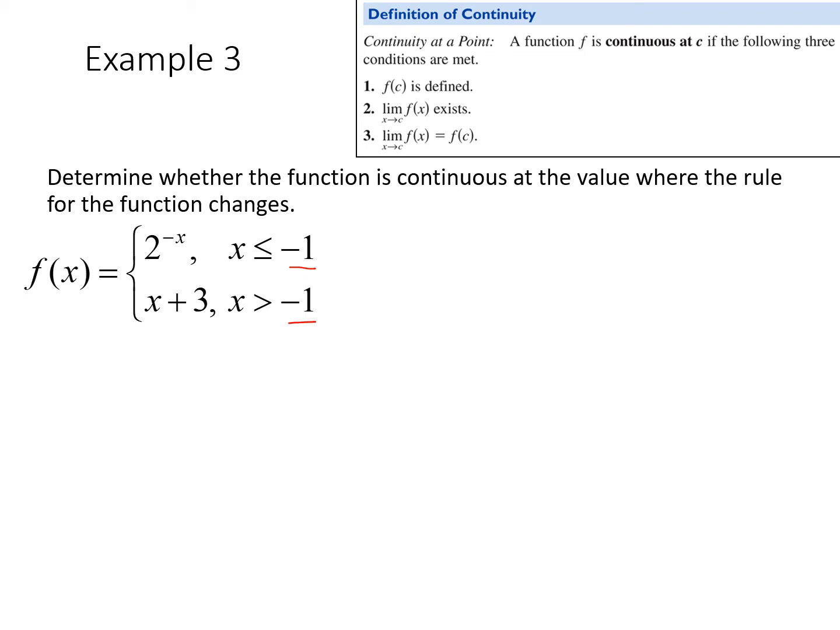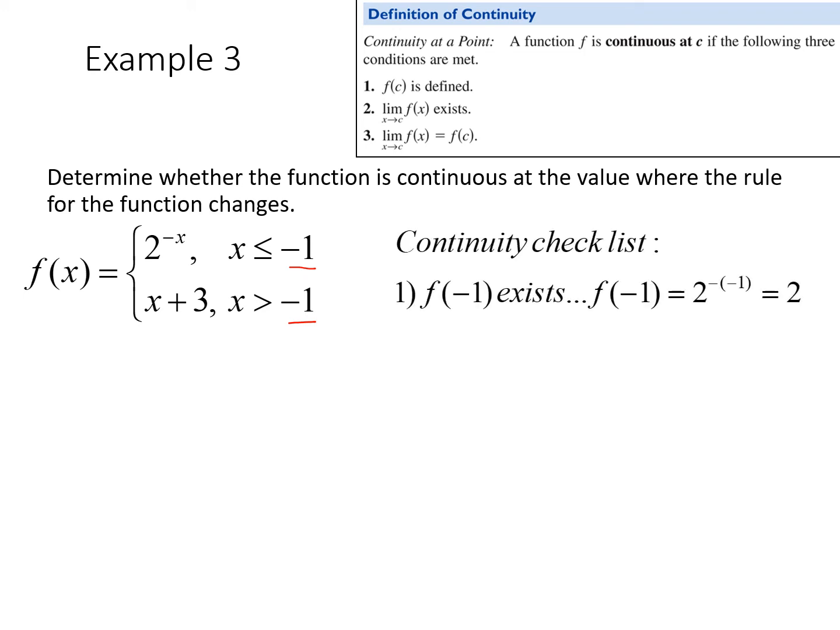Okay, for our first step, and I kind of do a checklist here, does f of -1 exist? Well, it does. If we take our top equation right here, we can evaluate f of -1, and we get 2 raised to the negative of -1, which gives us 2 to the first, or just 2. So check that off. I did step 1. The function can be evaluated at -1. The next step is to check the limits. Are the left-handed and right-handed limits equal to each other at x equals -1?